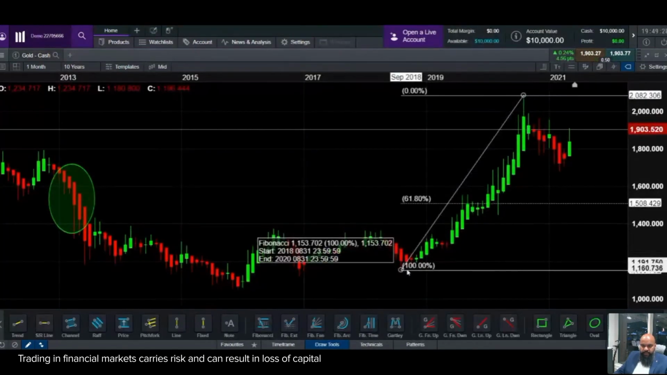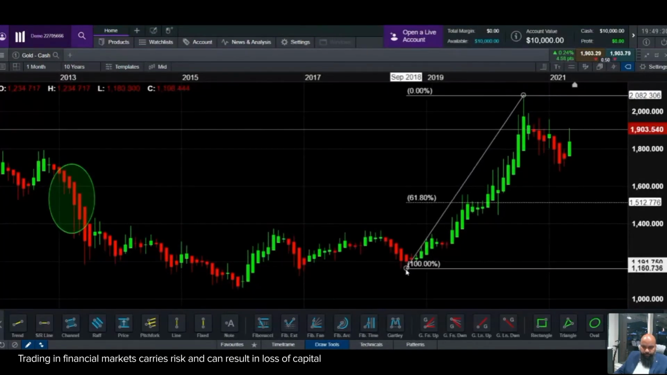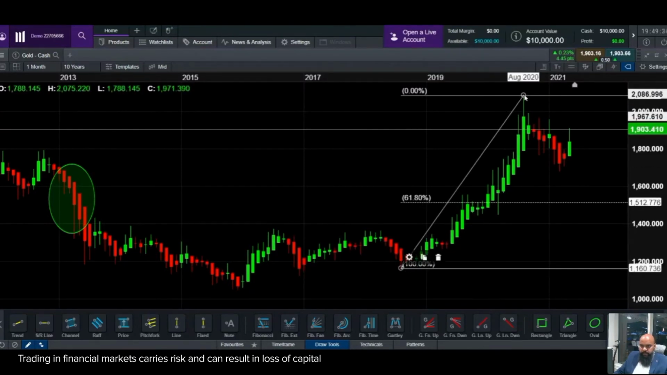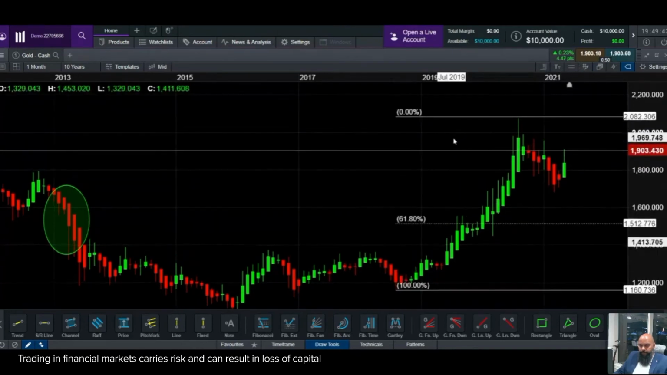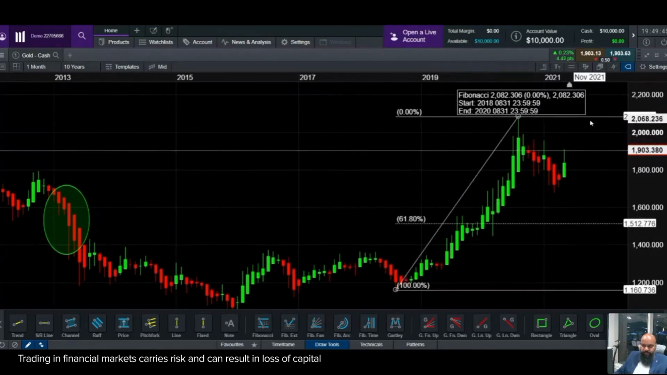This is all the way from August 2018 to August 2020, and now we see this drop coming in. So now this is where I am a little skeptical on gold, although a lot of people believe gold is going to go back to 2000.